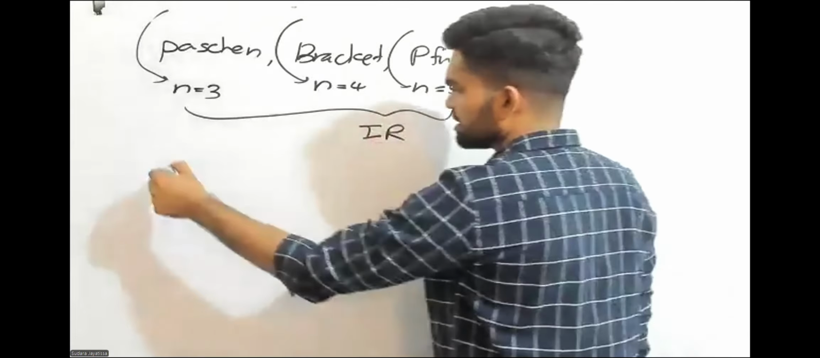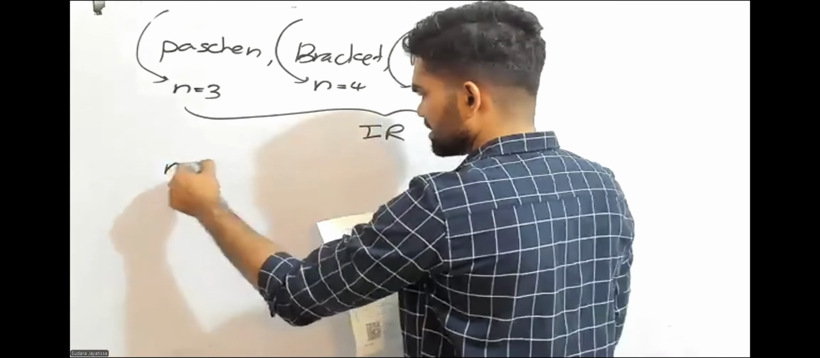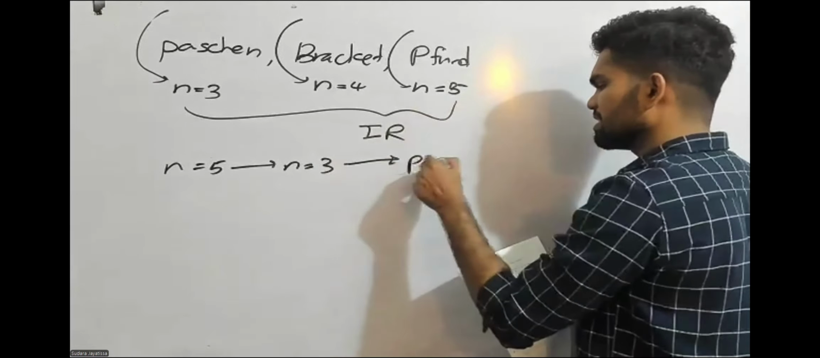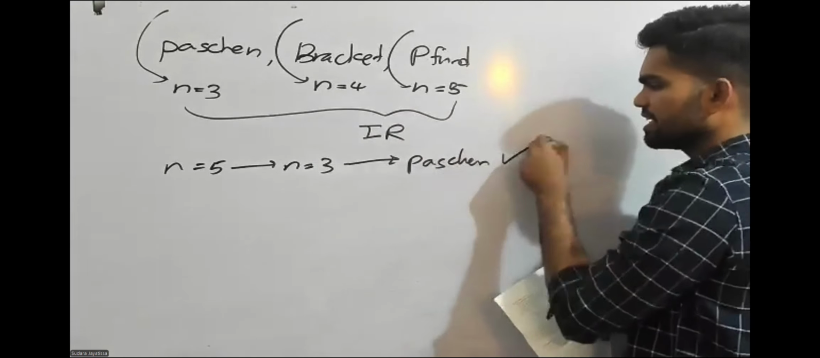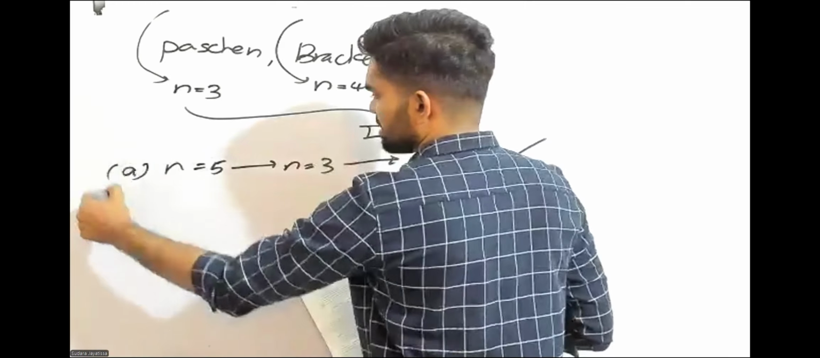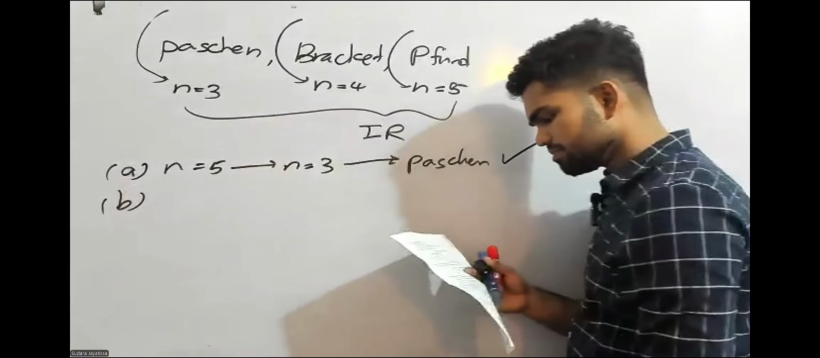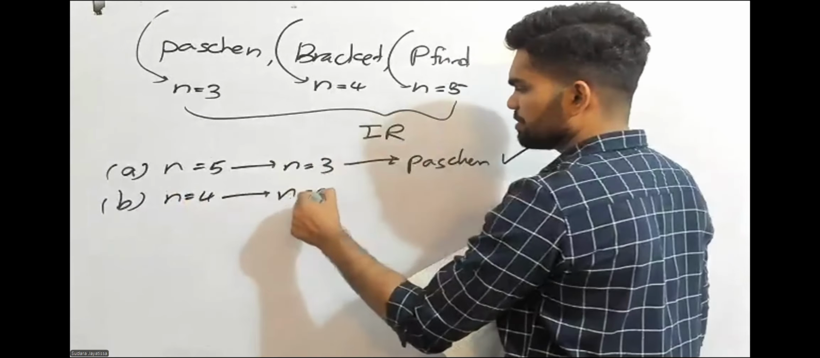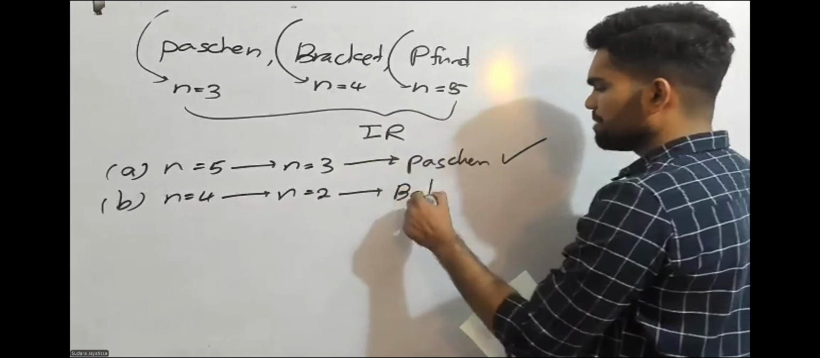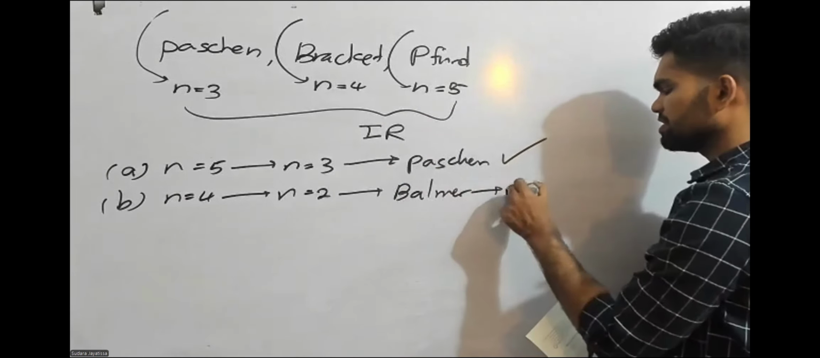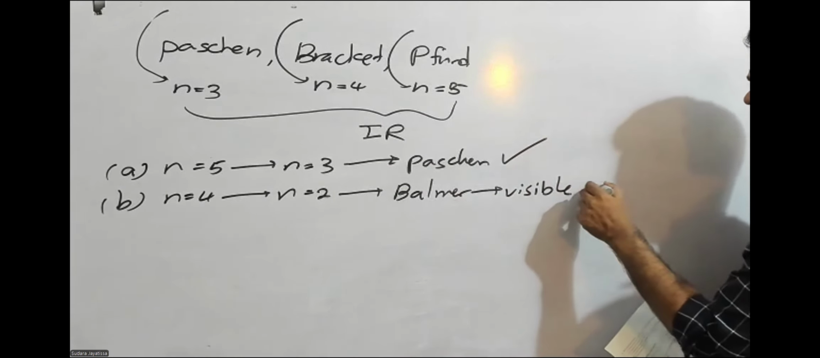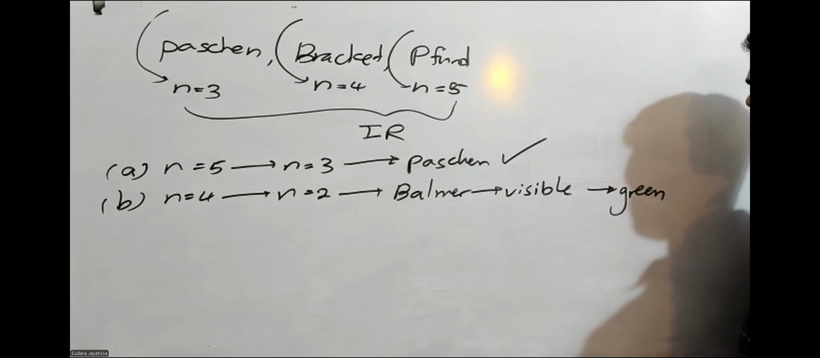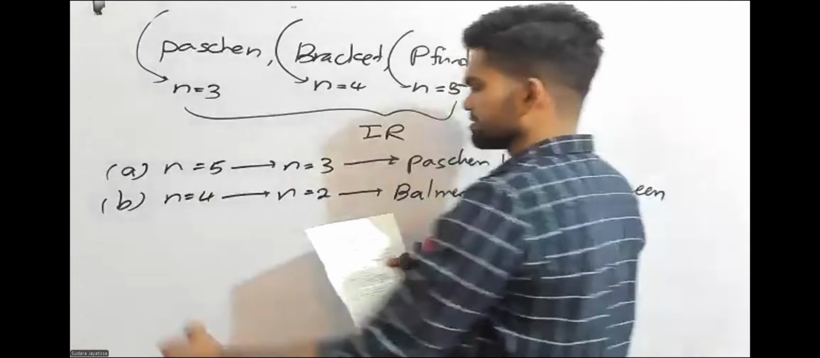If you take the first one, that transition is from n equal 5 to n equal 3. So it belongs to the Paschen series, so A is correct. But if you take B, that is n equal 4 to 2. n equal 4 to 2 is Balmer. Balmer is in the visible region. Actually, this color is green. 4 to 2, remember? Then that one is wrong.